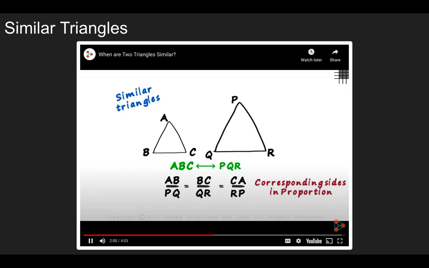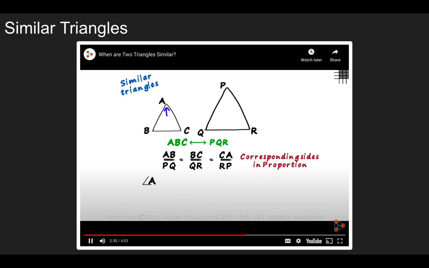Now let's get to the angles. Similar triangles always have the same shape. What does that tell us about the angles? Yes, the measures of corresponding angles of similar triangles will be equal. Based on the correspondence of vertices, angle A corresponds to angle P, angle B corresponds to angle Q, and angle C corresponds to angle R.